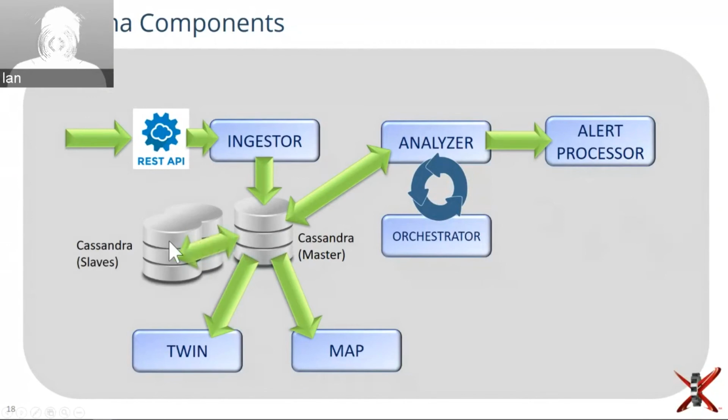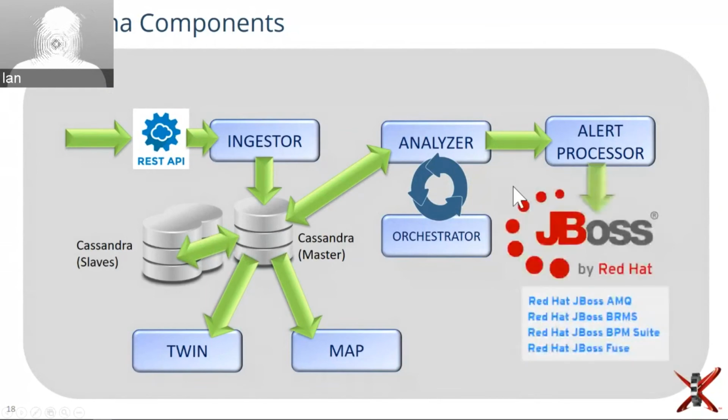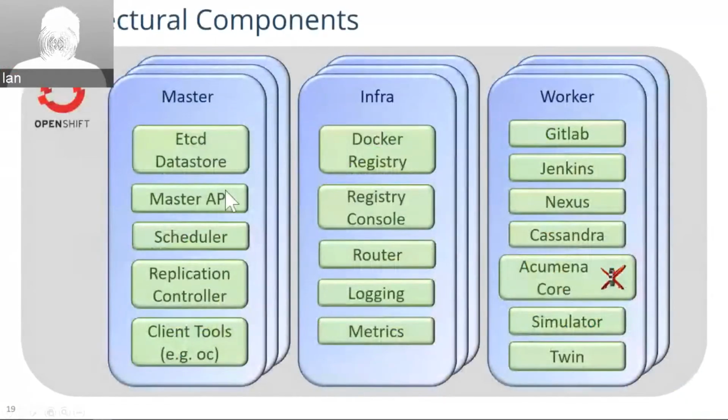In a later webinar, we're going to describe how you can have resilience at the persistence layer. We're going to describe a little bit more how we use AMQ, BRMS, BPMS, and Fuse. We'll cover those on a later webinar because we're going to run out of time on this one. Very quickly, how we implement this on OpenShift.